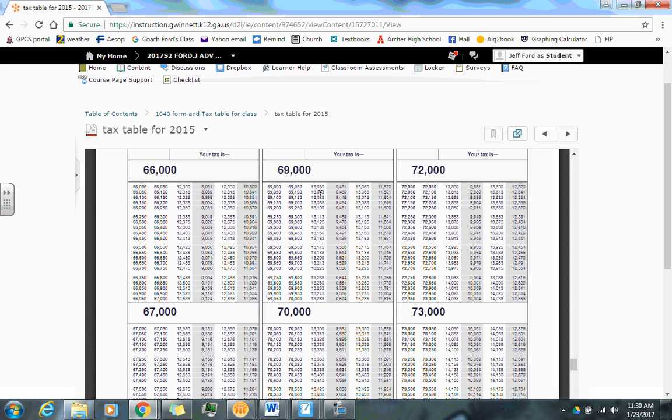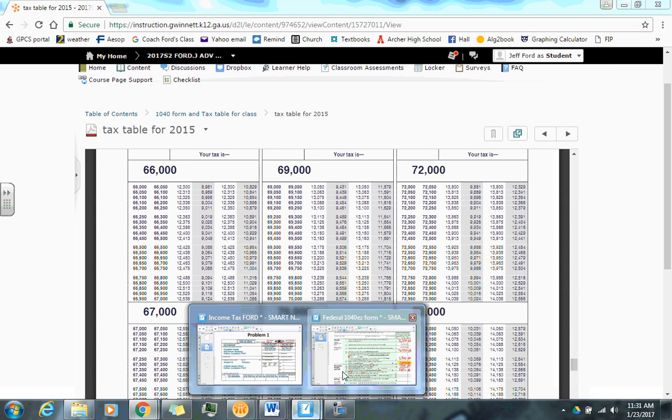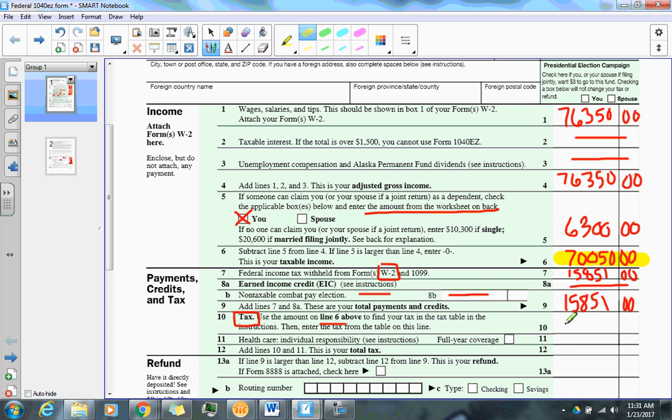Because the way you read this is the first column represents how much you're paying if you're single. So 13,300. That's where we're going. So for line 10, we're going to write 13,300. That's how much money the government says should have been taken from you.